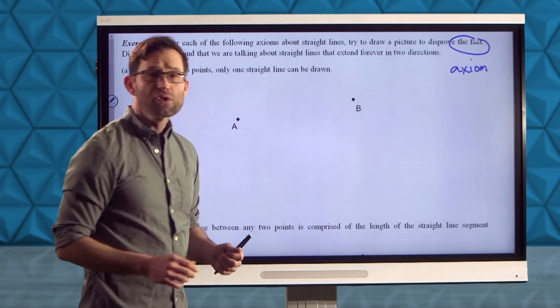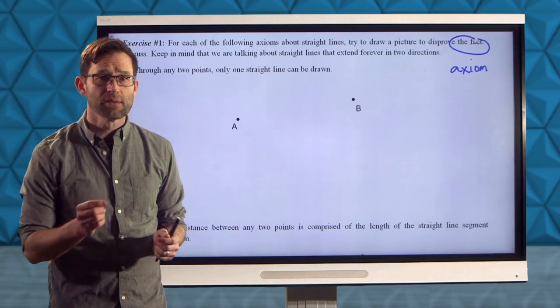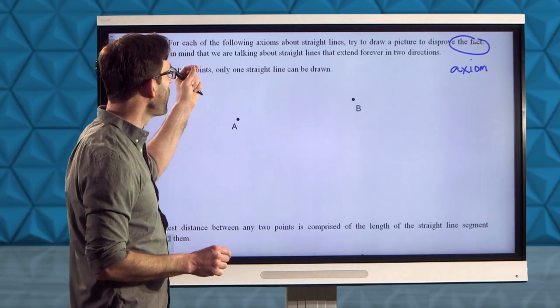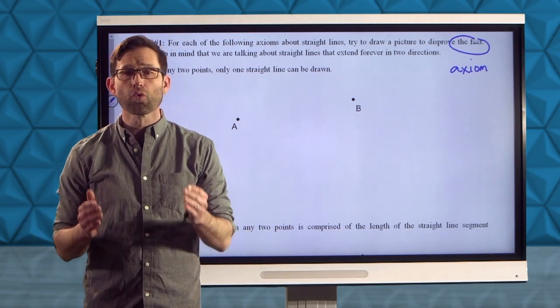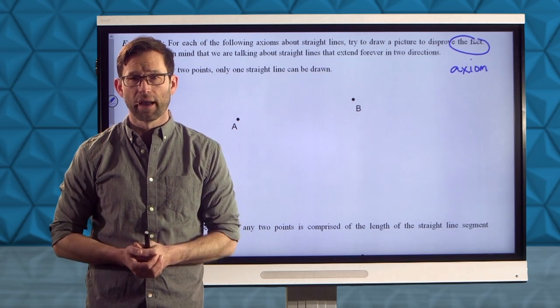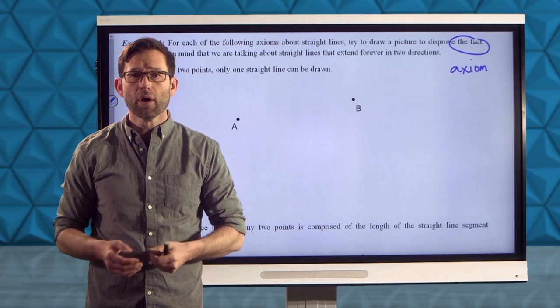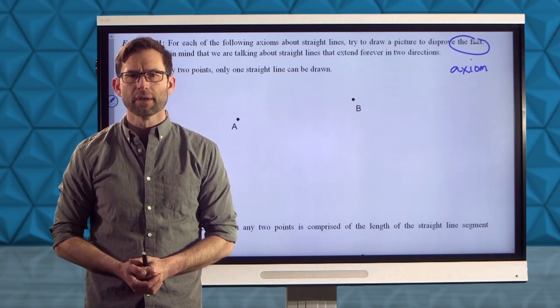Keep in mind that we're talking about straight lines that extend forever in 2 directions. So one of the first assumptions that Euclid makes in his Elements is what we have in letter A. Through any 2 points, only one straight line can be drawn. I can't draw more than one straight line through any 2 points. Play around with this a little bit. Take out your ruler, draw freehand, do various things, but play around with this a bit.